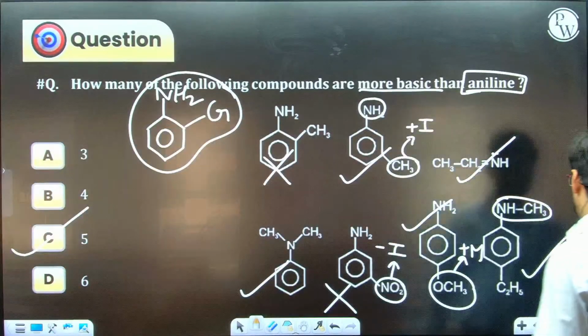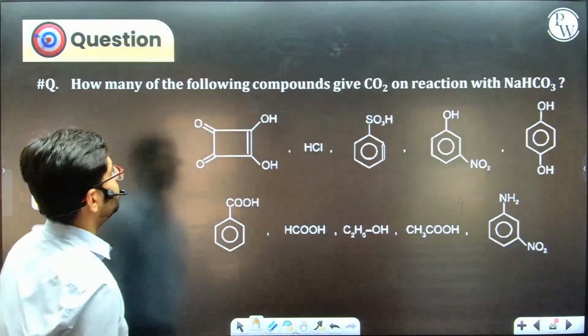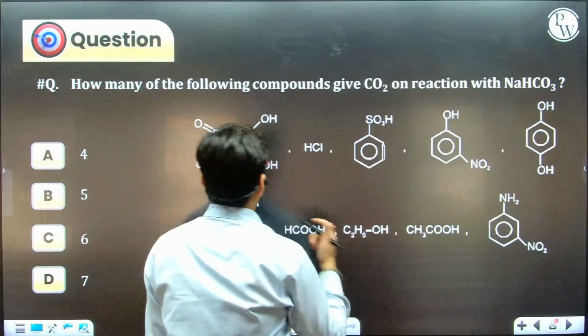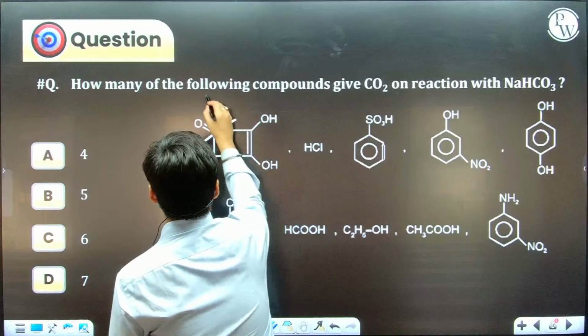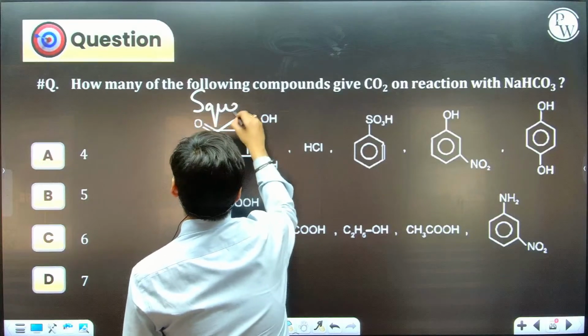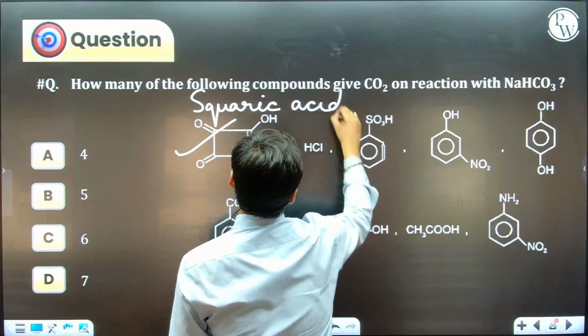More basic than aniline. How many of the following compounds give CO2 on reaction with NaHCO3? Very, very interesting and important as well. This is called squaric acid. You have to remember that squaric acid is highly acidic. Squaric acid reacts with NaHCO3.